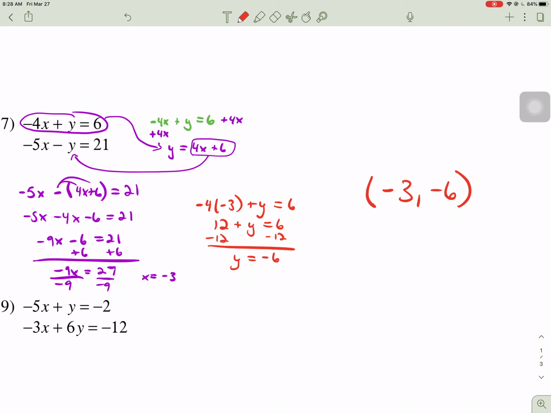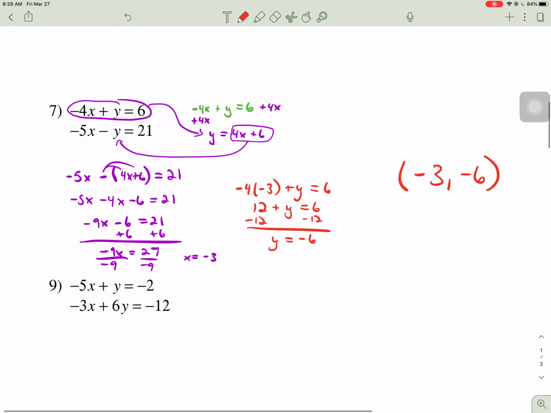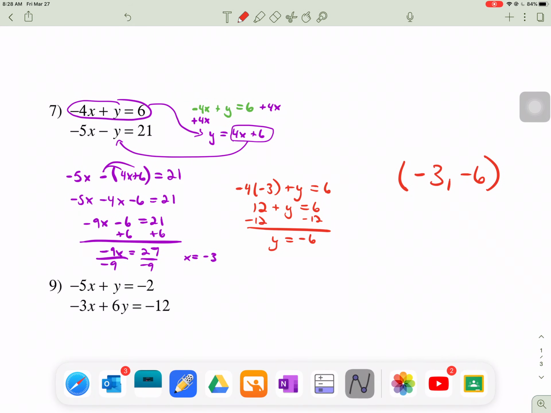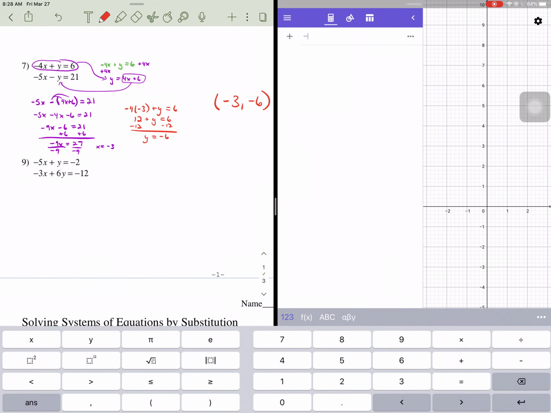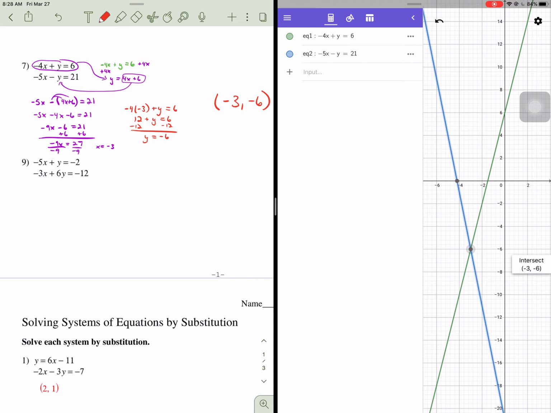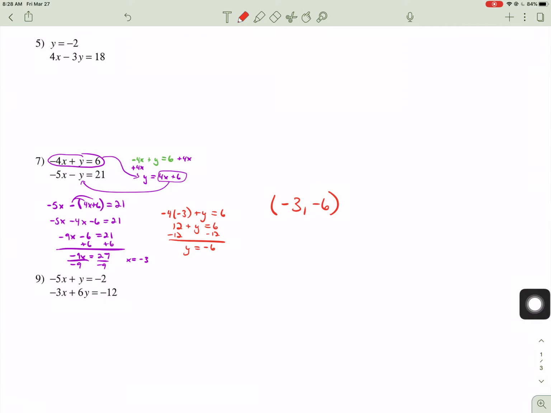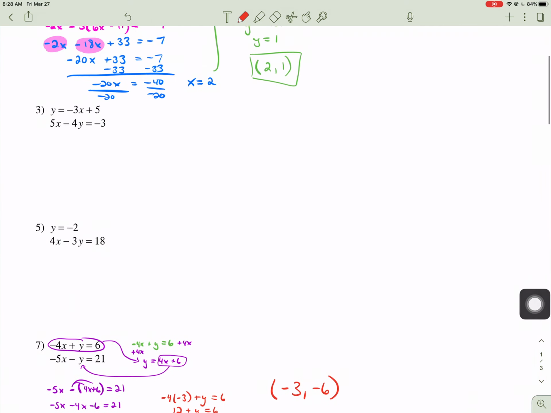So what is the point of intersection? Negative 3, negative 6. Let's just quickly check that, and then we'll be done, and I'll let you guys finish the rest of these. So we get negative 4x plus y equals 6, and negative 5x minus y equals 21. And remember, we're looking to see, is it at negative 3, negative 6? Sure is. We did it correctly. Okay, so please finish the rest of these 3 problems.